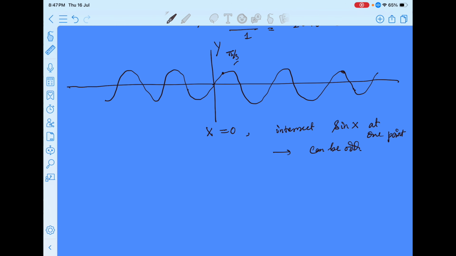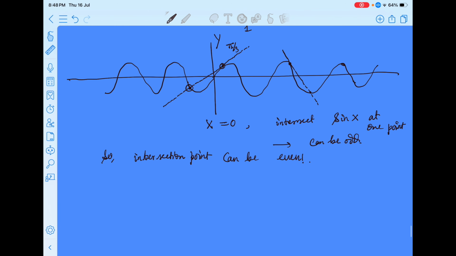If you draw the tangent at this point, the tangent line intersects the sine curve at exactly 2 points. So this phenomenon is true. You can draw a tangent over there, and this can cut the sine curve at exactly 2 points. So the number of intersection points can be even.